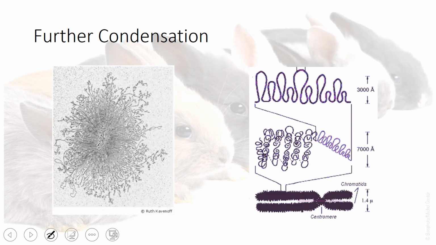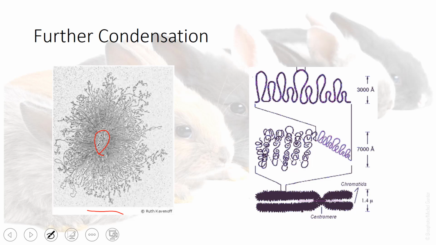All right, further condensation, even beyond supercoiling. Over here, we've got prokaryotic DNA, and this is called looping, where the supercoils are wrapped around a central protein. There's a central protein there where you've got lots of supercoils wrapped around that.